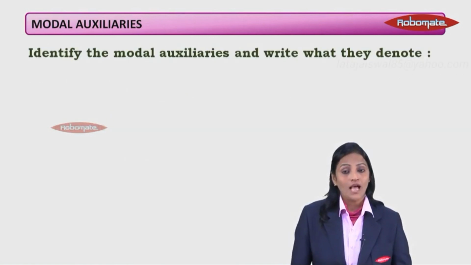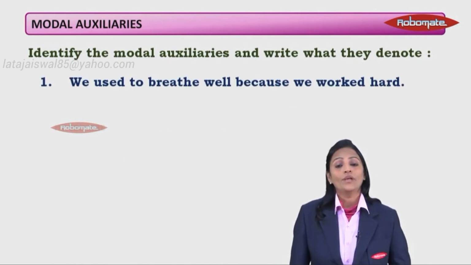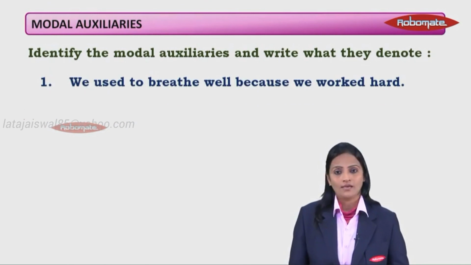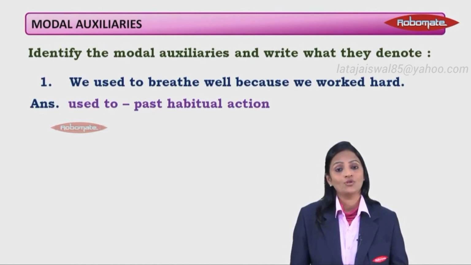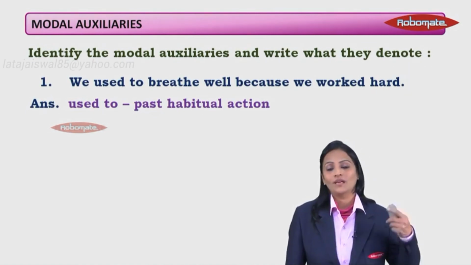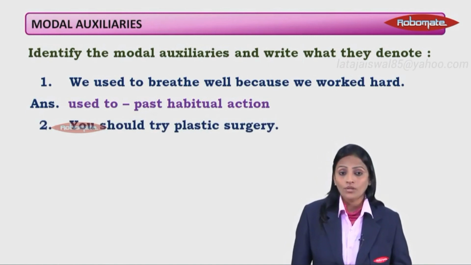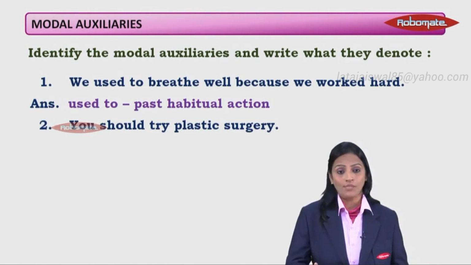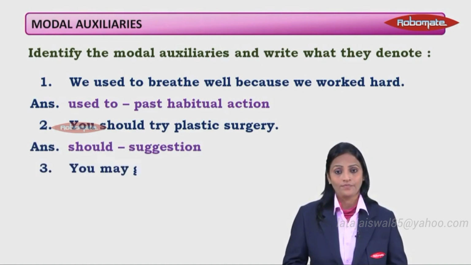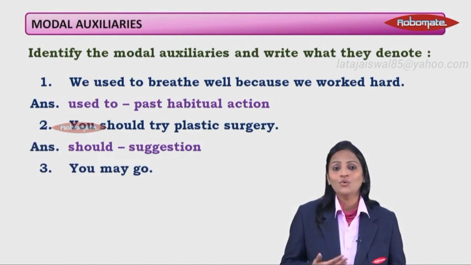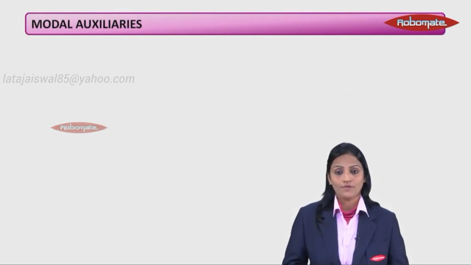One more exercise. Identify the modal auxiliary and write what it denotes. We used to breathe well because we worked hard. Now we know that used to is the modal auxiliary and the answer is past habitual action, something that we did in the past continuously. You should try plastic surgery. We know that the modal auxiliary is should. Now you're telling somebody to try something, so it is nothing but advice or suggestion. You may go. Now here you are actually giving permission for a person to leave. So here may becomes permission.